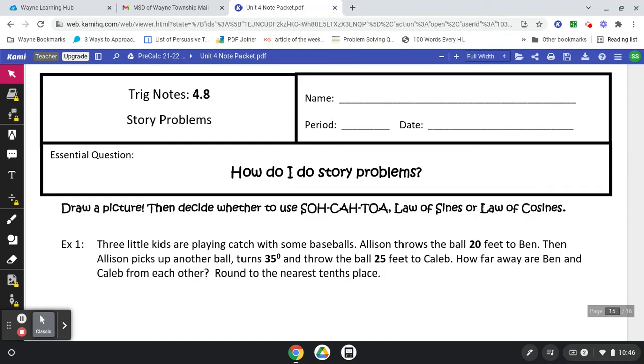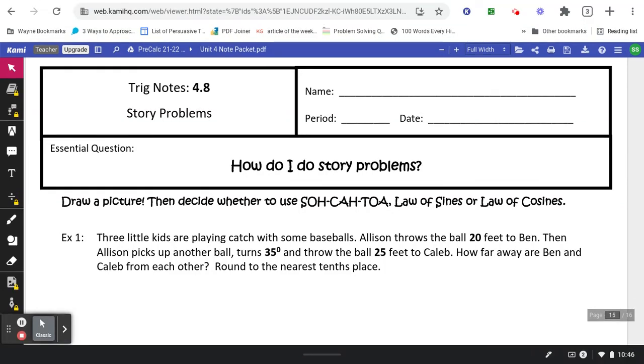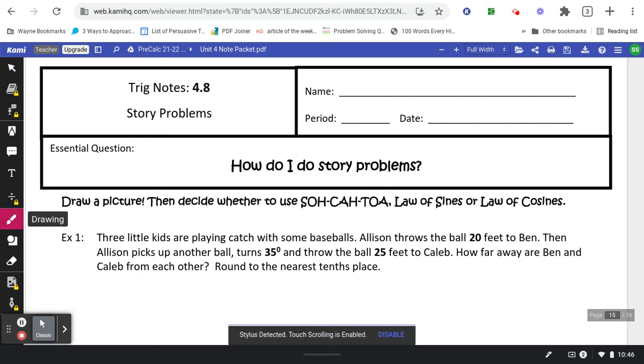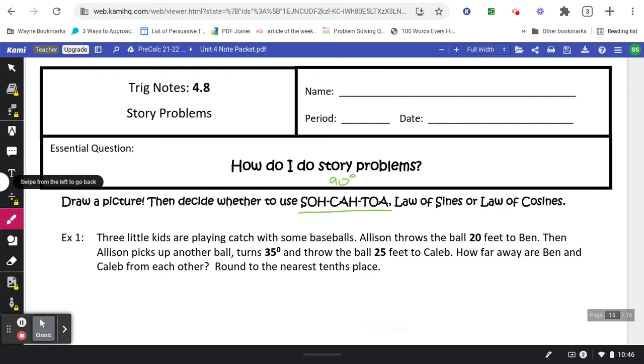These are the 4.8 notes for Trig. We're going to be solving story problems today. There are 3 methods which we're going to use to solve story problems. They're listed right here. SOHCAHTOA, that's only if you have a 90-degree angle.